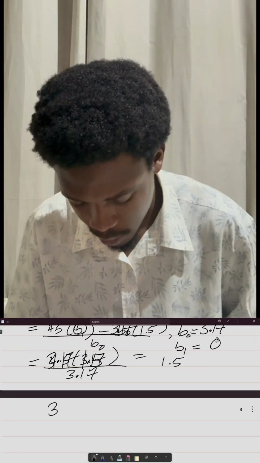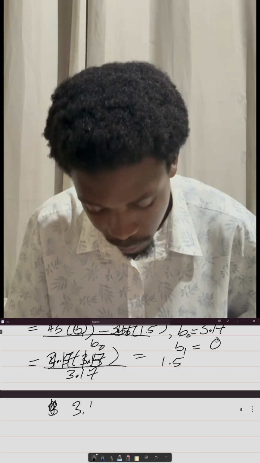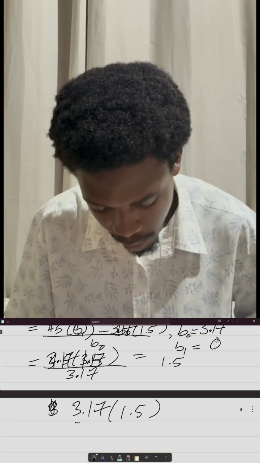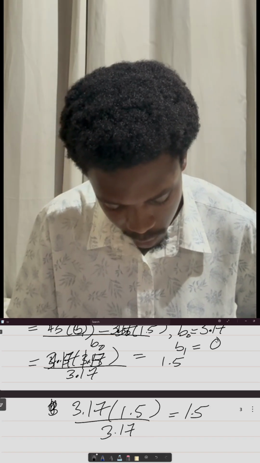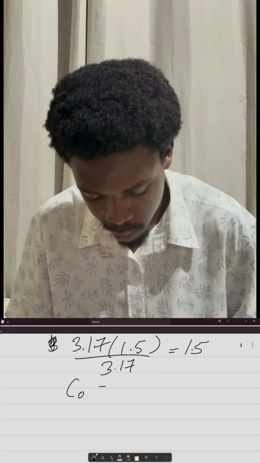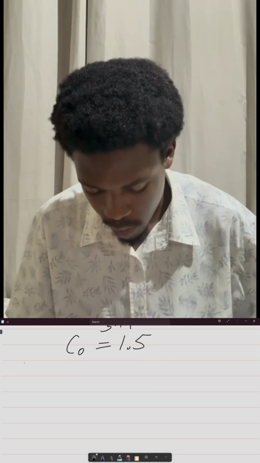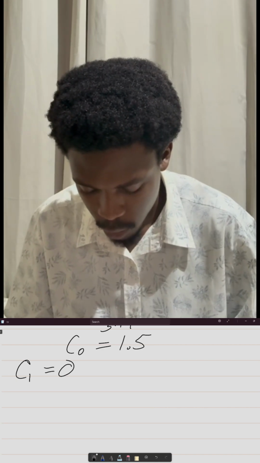So we are going to get 3.17 multiplying 1.5 all over 3.17. That's going to give us 1.5. So we are going to get C naught to be equal to what? 1.5. And how do you find C1? C1 basically is going to be like B naught, which is also equal to 0.